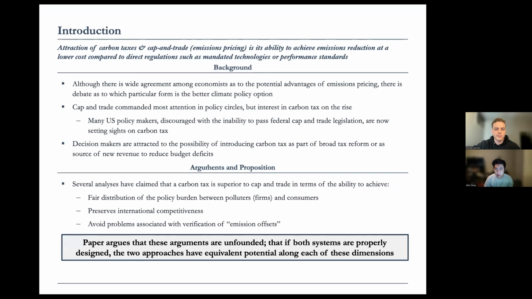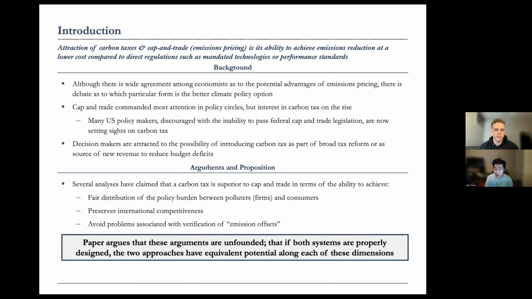For our next part, the main attraction of carbon taxes and cap and trade as emissions pricing policies is their ability to achieve emissions reductions at a lower cost compared to more command and control policies such as direct regulations, mandated technologies, or performance standards. The background the paper introduces is that although there's wide agreement among economists as to the potential advantages of emissions pricing, there is debate as to which particular form is the better climate policy option, carbon taxes or cap and trade.